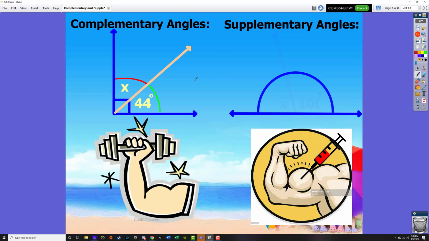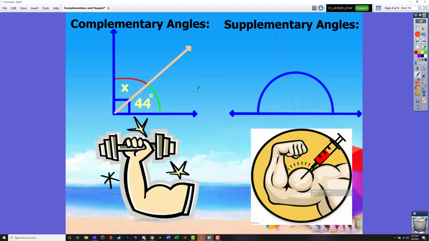We don't know the exact measurement of angle x yet. But we do, in fact, have enough information to use some very basic algebra, equation and variable solving skills in order to figure out what angle x is. Okay, so what do we know about these two angles?